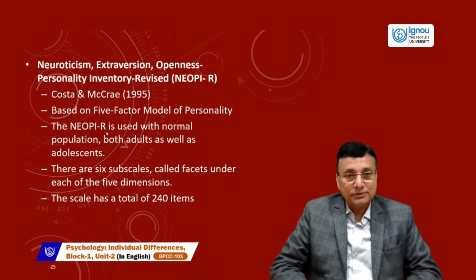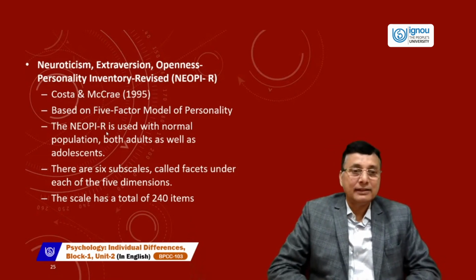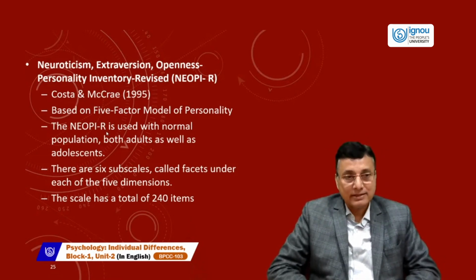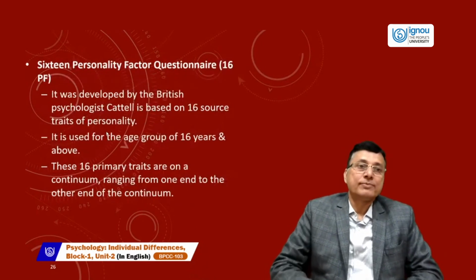And NEO-PI is used with normal population, both adults as well as adolescents. And there are 6 subscales called facets under each of the 5 dimensions. And the scale has a total of 240 items.